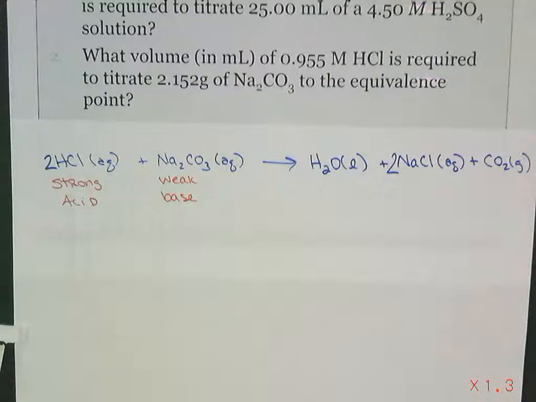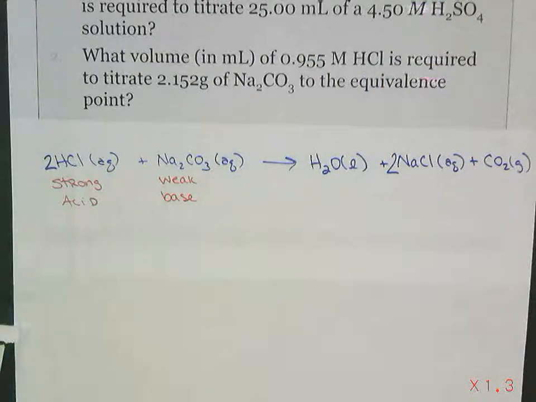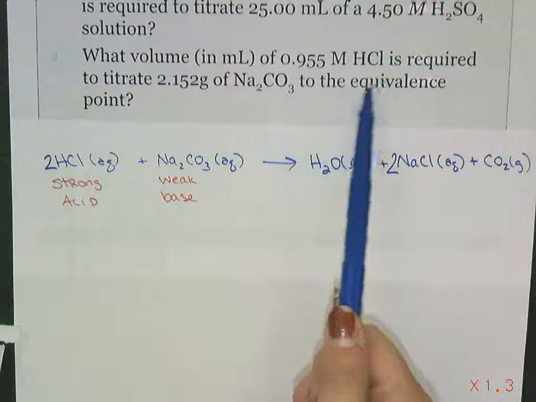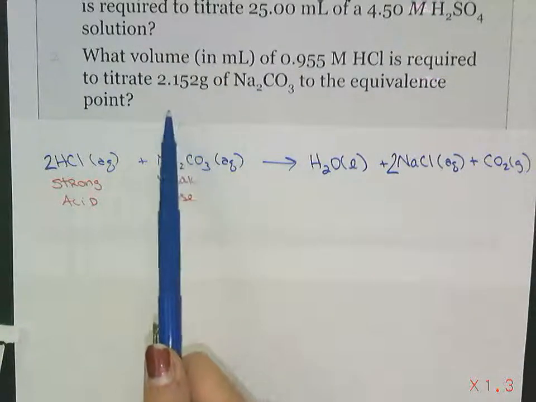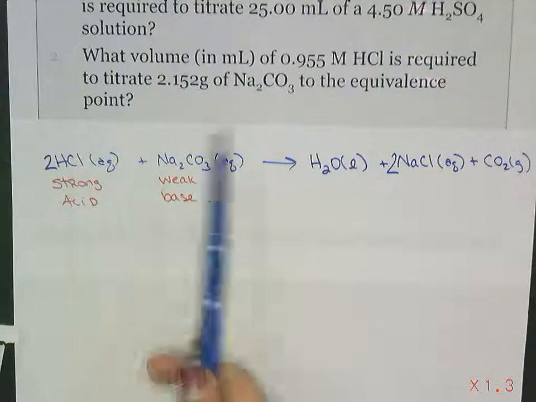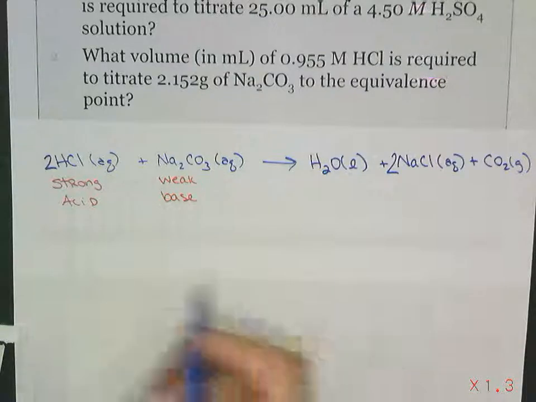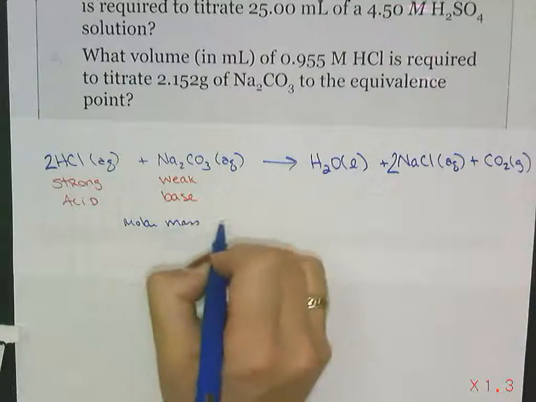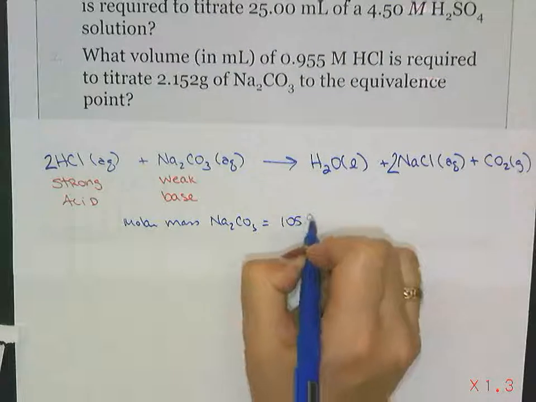So do I find moles of the HCl, or do I find moles of the sodium carbonate? If I start with moles of HCl, I have moles per liter, but do I know anything about the liters? No, that's what I'm looking for. If I start with grams, how do I get to moles based on grams of sodium carbonate? Molar mass. Yep, and I'll go ahead and tell you that the molar mass of Na2CO3 is 105.9 grams per mole.